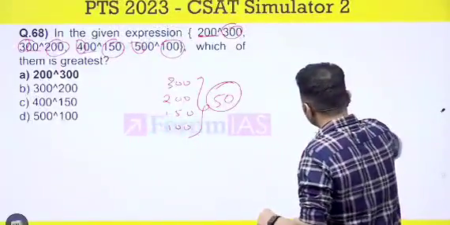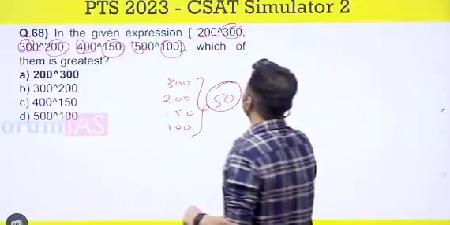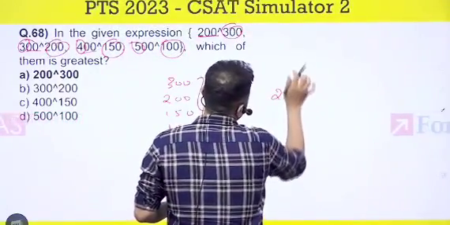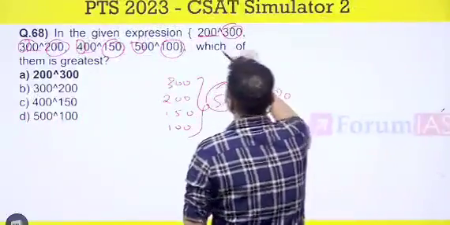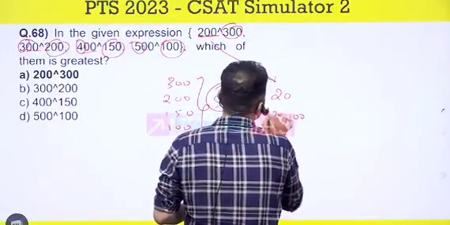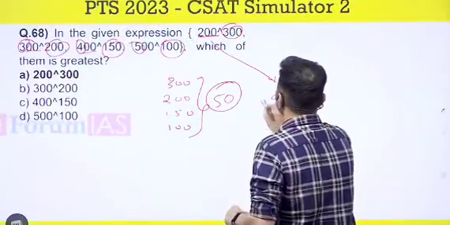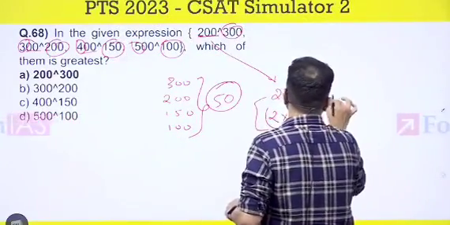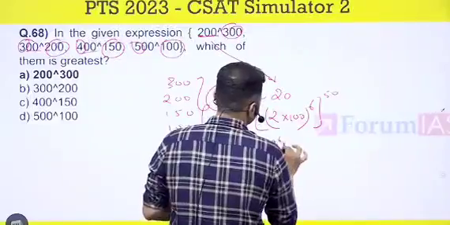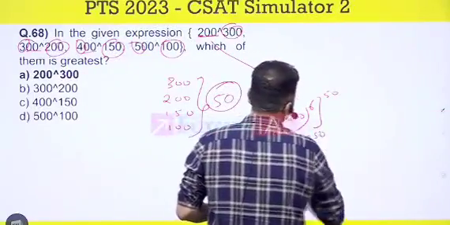So how can I write this? I can write the number 200 as 2 into 100 raised to the power of 6, whole to the power of 50. So this becomes 2 to the power of 6 into 100 to the power of 6, to the power of 50.